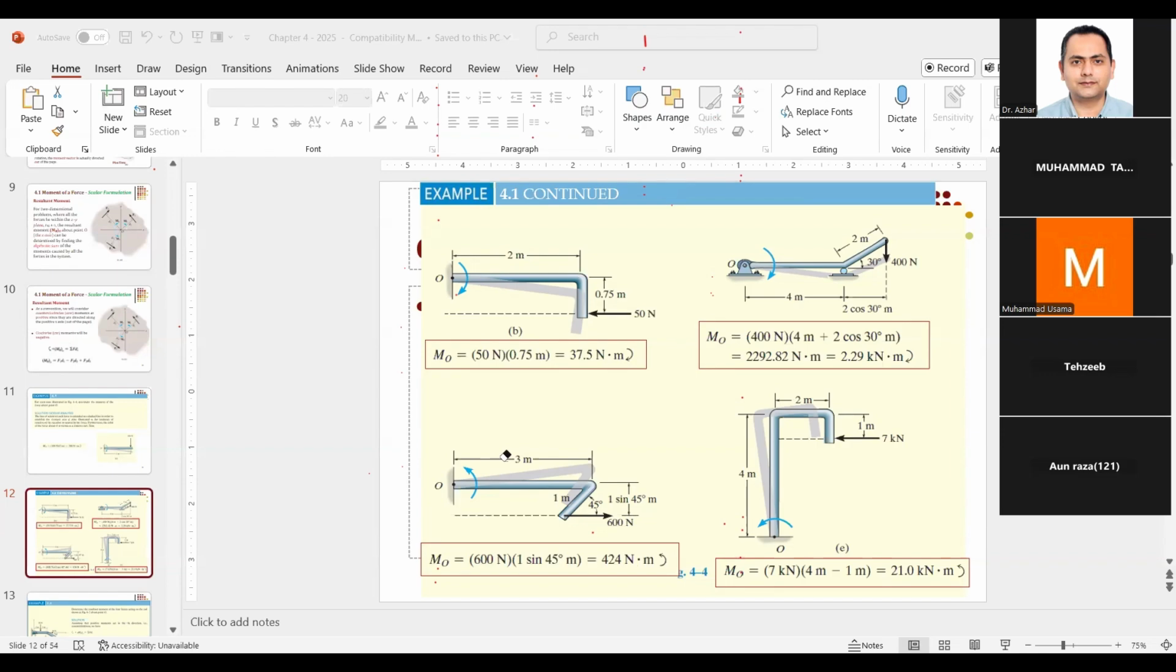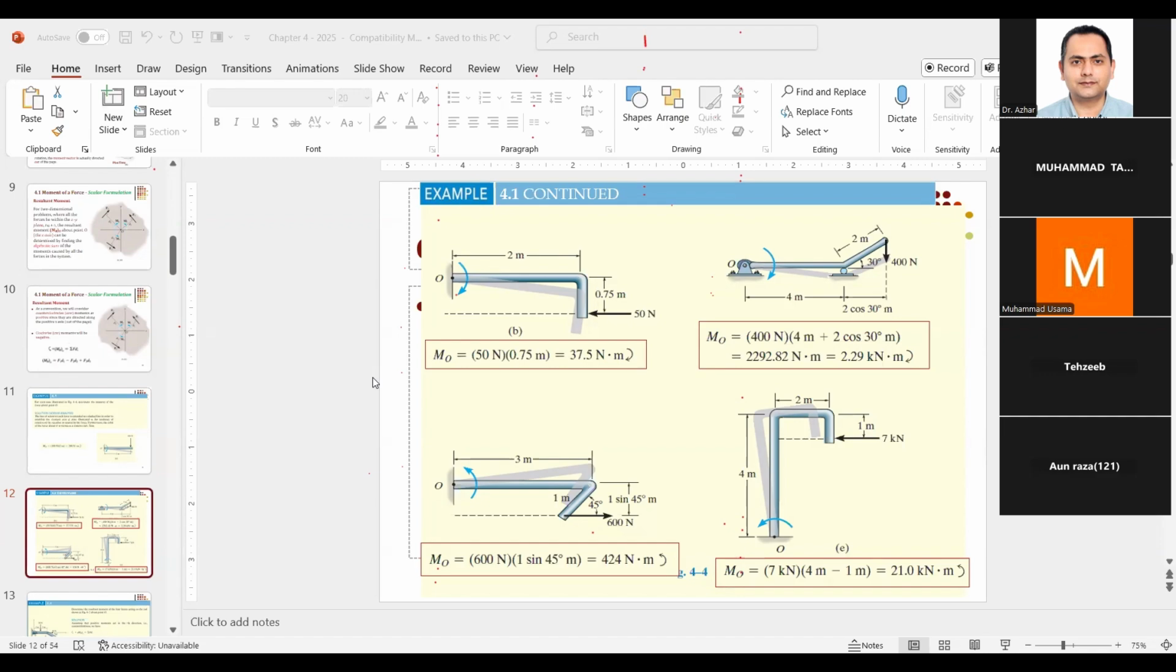Otherwise, it starts misbehaving. So remember, it's not about total distance or partial distance. It's about perpendicular distance. If you keep that in mind, you will not get confused. So we need the perpendicular distance from the point about which you want to calculate the moment to the line of action of the force. Perpendicular distance.